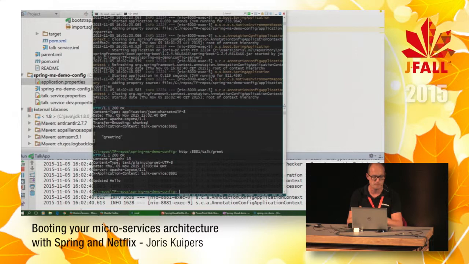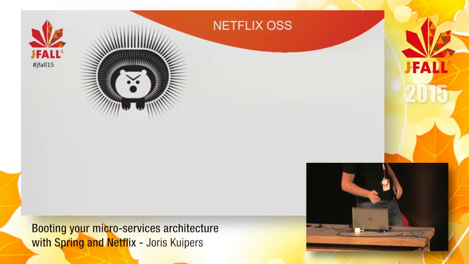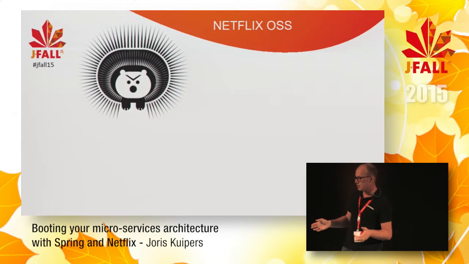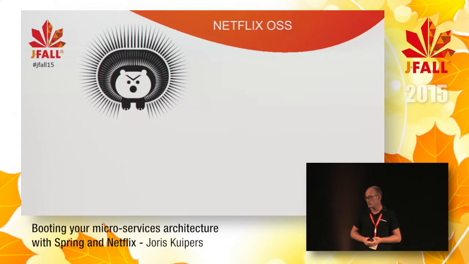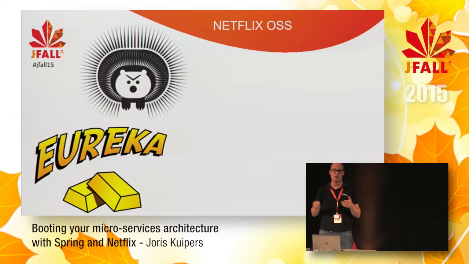Now, the other thing I wanted to talk about a little bit is the Netflix open source stack. So what Netflix has is a number of projects that they open sourced that they are using in their own stack, but that you can use in your own applications as well. And probably one of the most well-known ones is one called Hystrix, which has this logo. I'll talk a little more about that in a moment. Another one is Eureka. This is a service registry. So you can use this for service registration and discovery.